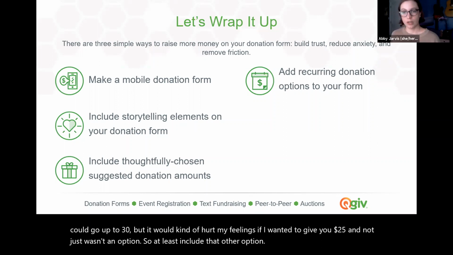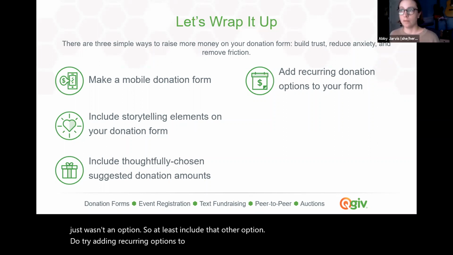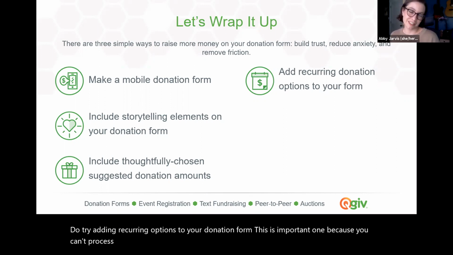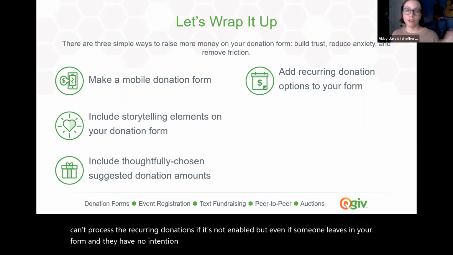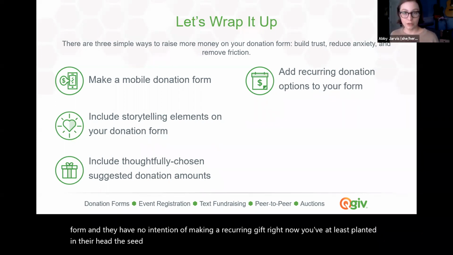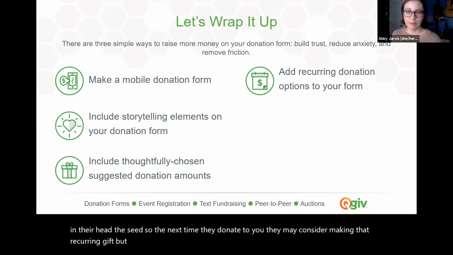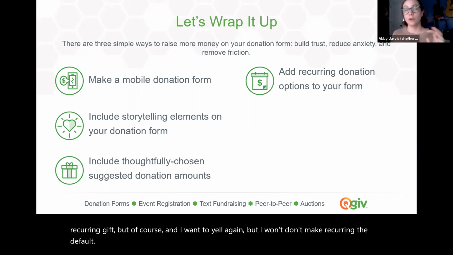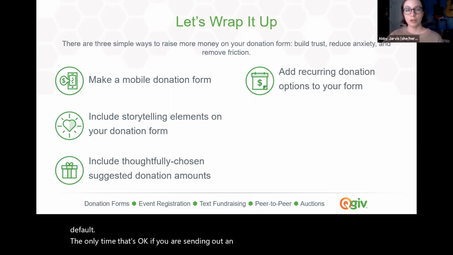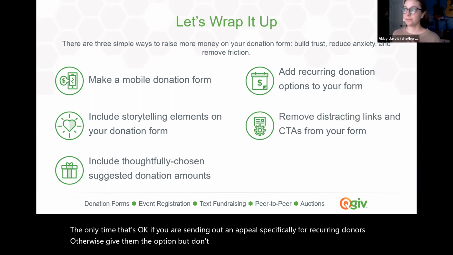Do try adding recurring options to your donation form. This is important, one, because you can't process the recurring donations if it's not enabled, but even if someone lands on your form and they have no intention of making a recurring gift right now, you've at least planted in their head the seed. So the next time they donate to you, they may consider making that recurring gift. But of course, and I want to yell again, but I won't, don't make recurring the default. The only time that's okay is if you are sending out an appeal specifically for recurring donors. Otherwise, give them the option, but don't make that the default option.